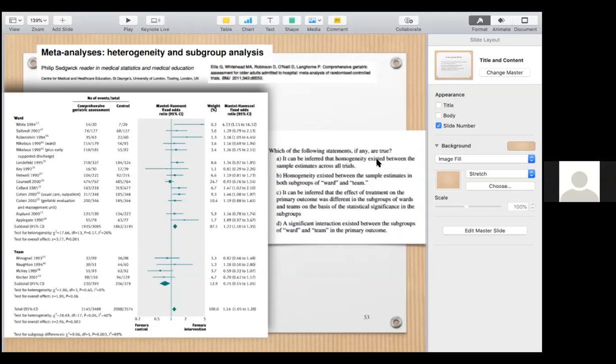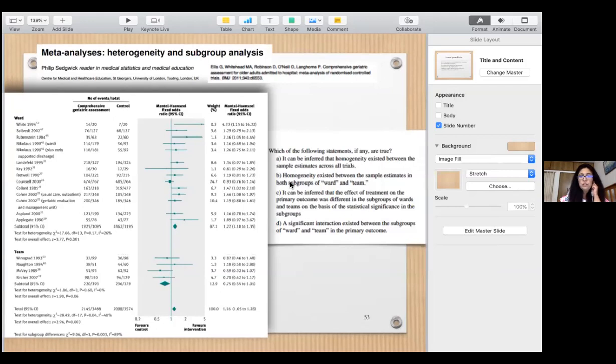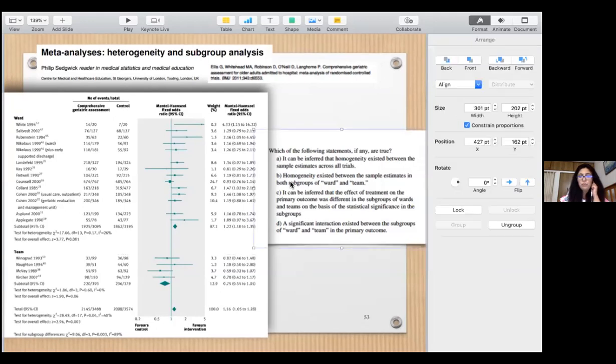It can be inferred that homogeneity existed between the sample estimates across the trial. Do you think that is possible? No. Do you think it's homogeneous? All no. Okay. Then the other question is, homogeneity existed between the sample estimates in the subgroups of ward and team. So if you look at each subgroup separately, the ward and the team, do you think they're homogeneous among themselves? Yes.